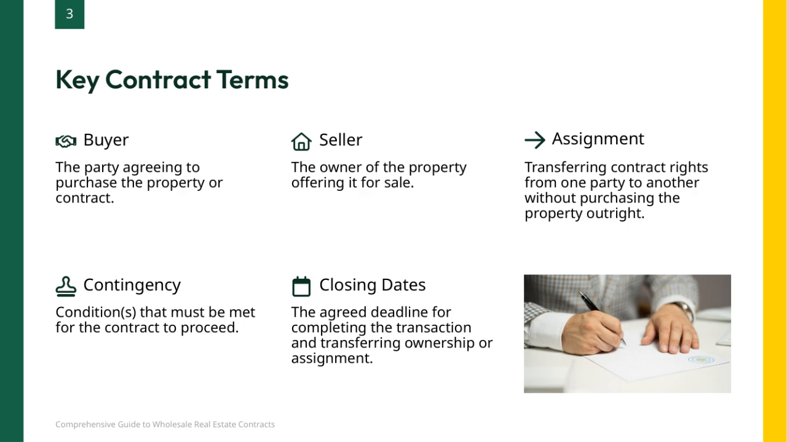Next, contingencies refer to specific conditions that must be satisfied for the contract to move forward. These protect the parties involved by ensuring certain criteria are met before finalizing. Lastly, closing dates are the agreed upon deadlines for completing the transaction and transferring ownership or assignment. Meeting these dates is crucial to keep the deal on track. Understanding these terms will help clarify how contracts function in property transactions.